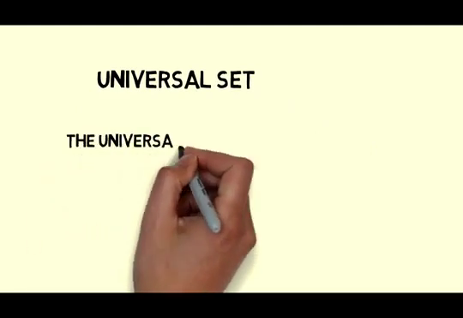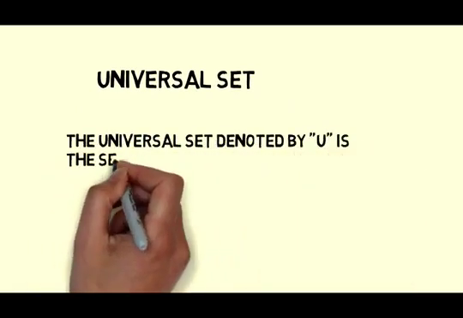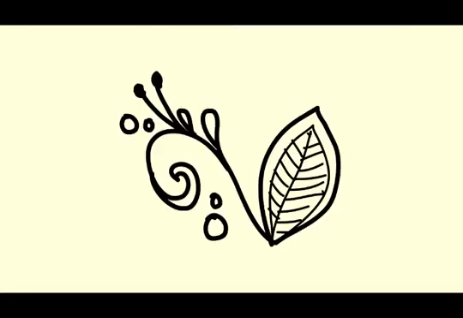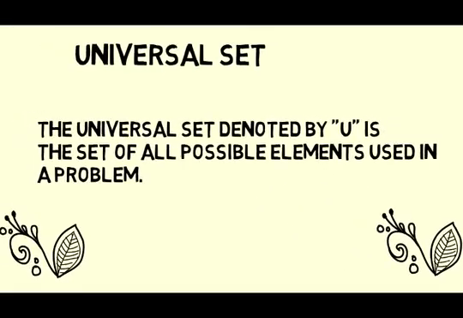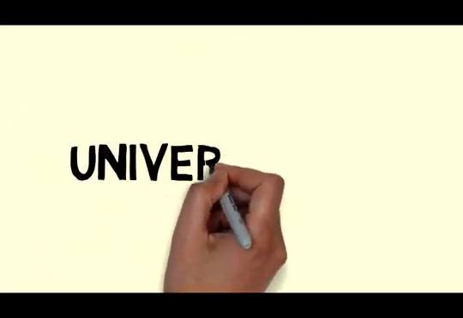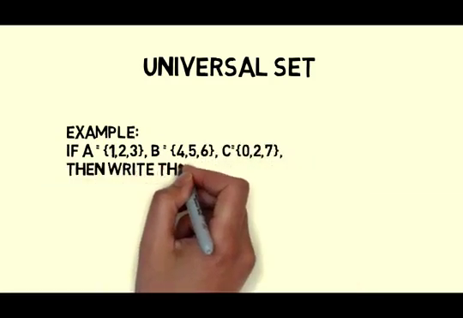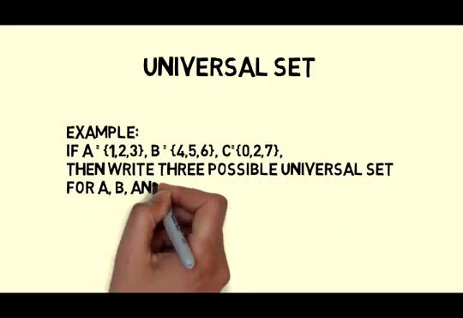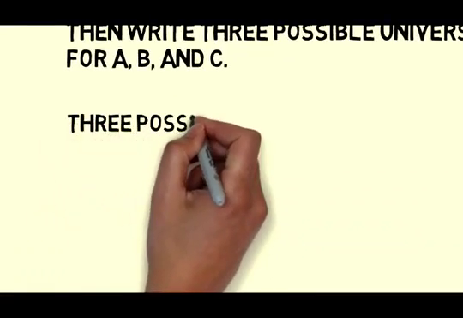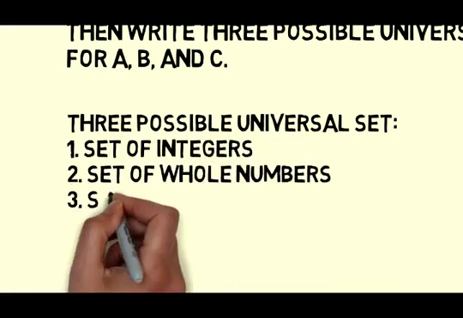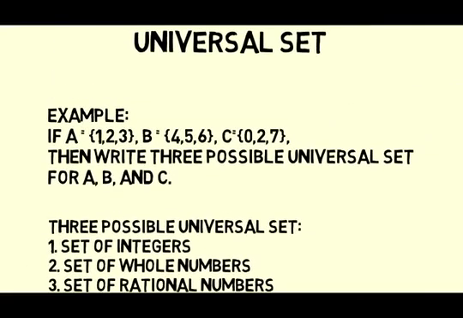Universal set. The universal set, denoted by U, is the set of all possible elements used in a problem. Example of universal set. There are 3 sets, set A, B, and C. Write 3 possible universal sets for A, B, and C. 3 possible universal sets are the set of integers, the set of real numbers, and the set of rational numbers.